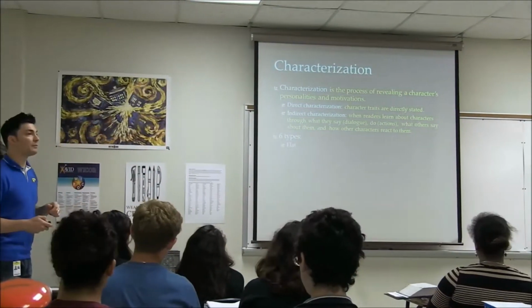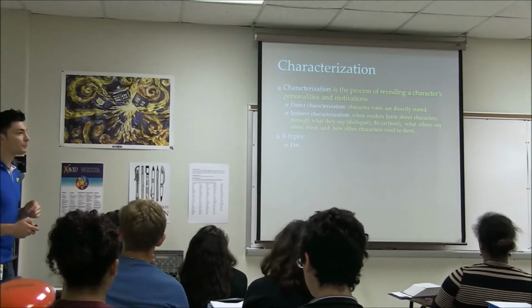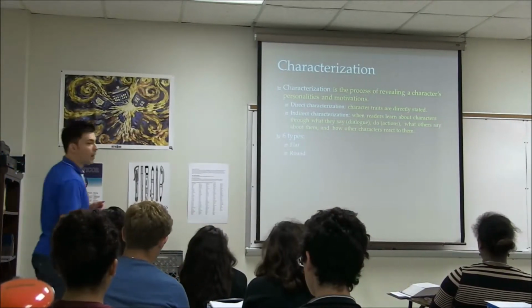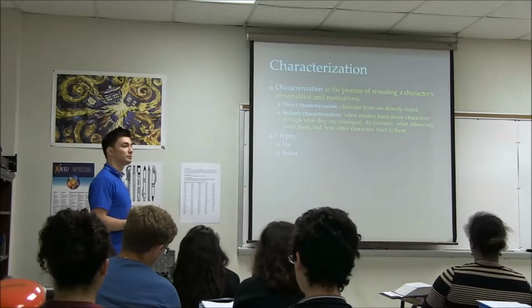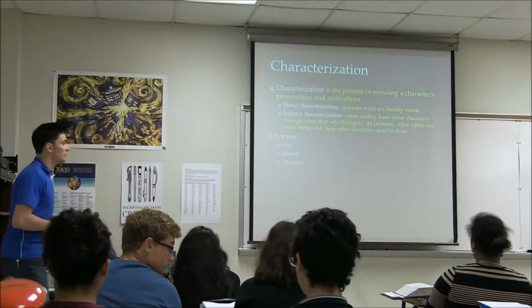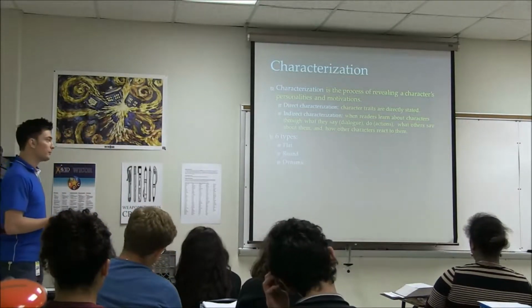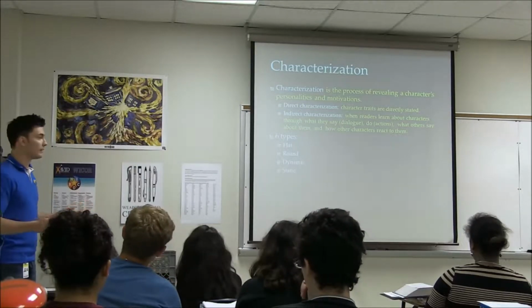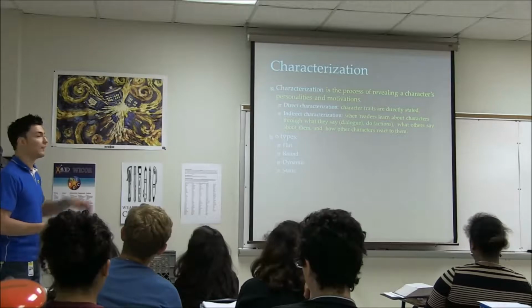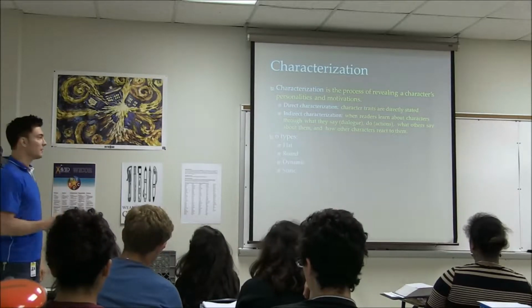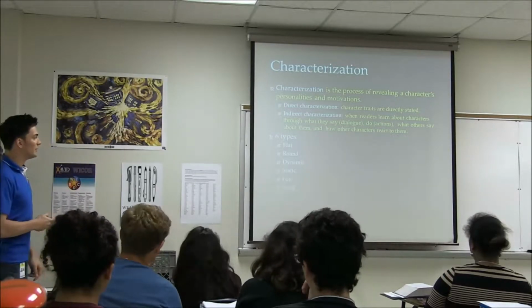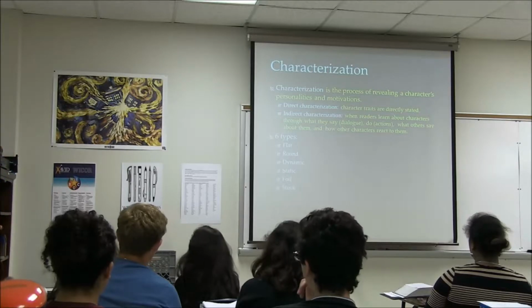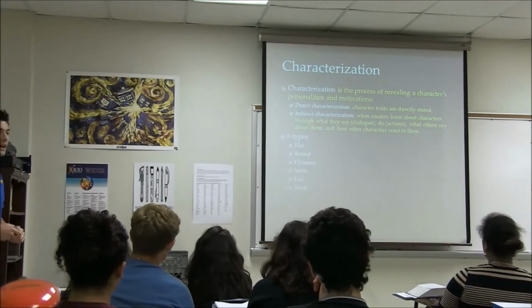Okay, so we got flat. Dan, what's another one? Round. What's another one, Alicia? Dynamic. Okay, dynamic. Justine? Stock. Stock. I put static, but same thing, right? No, it's not the same thing, but that's the next one on my list. Haley, what you got? Foil. Foil. And then the last one is static. Okay? So we got 6 character types.